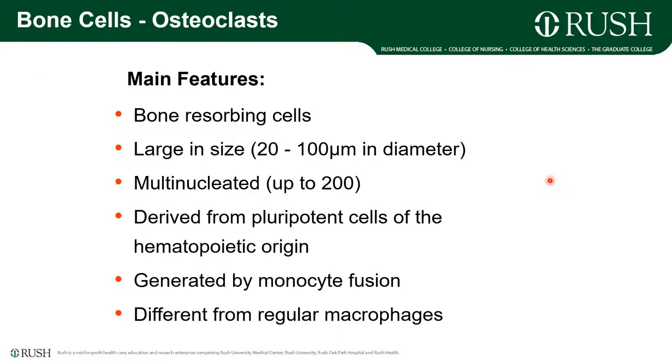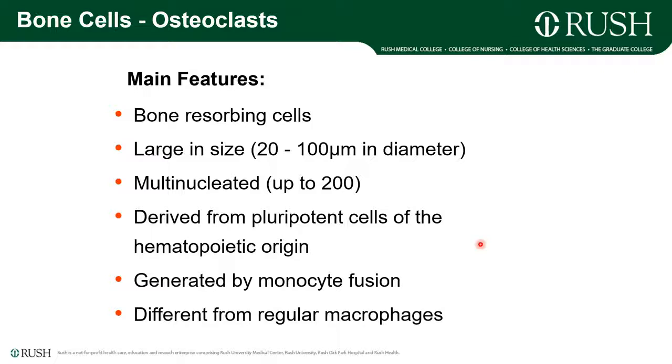So the third type of bone cell is the osteoclast, and this cell is specialized in resorbing bone. It's a fairly large cell. It can be close to 100 micrometers in diameter. Characteristically, it has multiple nuclei. So let's be clear about that. This cell contains individual nuclei which are more than one in number and could be as many as 200. They are derived from these pluripotent cells of hematopoietic origin.